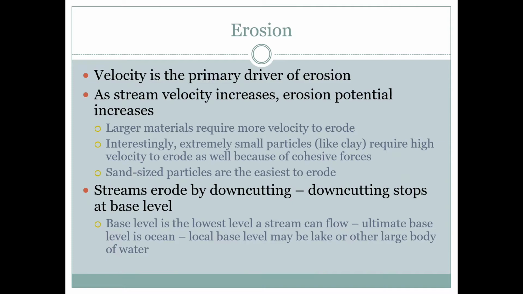When we talk about erosion of material in a stream, velocity is the primary driver of erosion. As a stream's velocity increases, erosion potential increases. So I can erode more as my stream moves faster. And we know this, right? Because what do you do with your garden hose if you want to wash the mud off the sidewalk? You spray it harder, right? You put your thumb over the end of the nozzle so that the water comes out faster. Why do you do that? Because you're trying to increase the velocity of that water so it hits those soil particles on the walkway and pushes them off, right? Because larger materials require more velocity to erode.